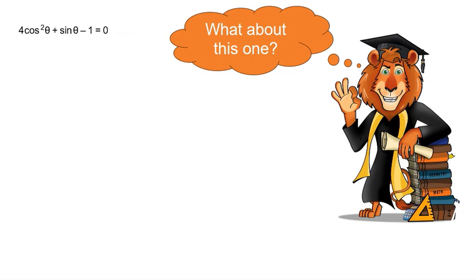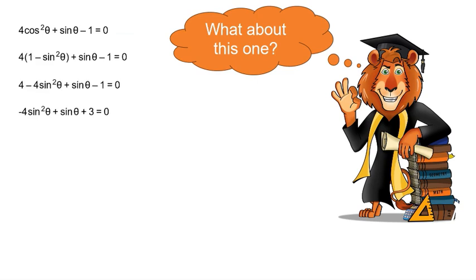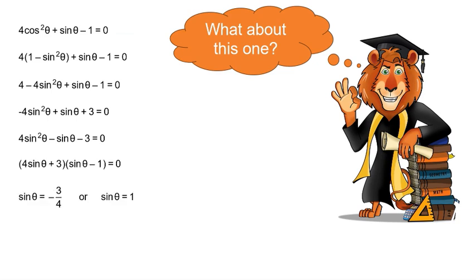Lastly, what about this one? This one looks like a quadratic equation, but it would be nice if that cos squared was rather a sine squared. Well, remember we have an identity that sine squared plus cos squared is 1, so we can change that cos squared out to a 1 minus sine squared. And now we have a trinomial in sine, which we can solve. We end up with two vanilla flavored equations.